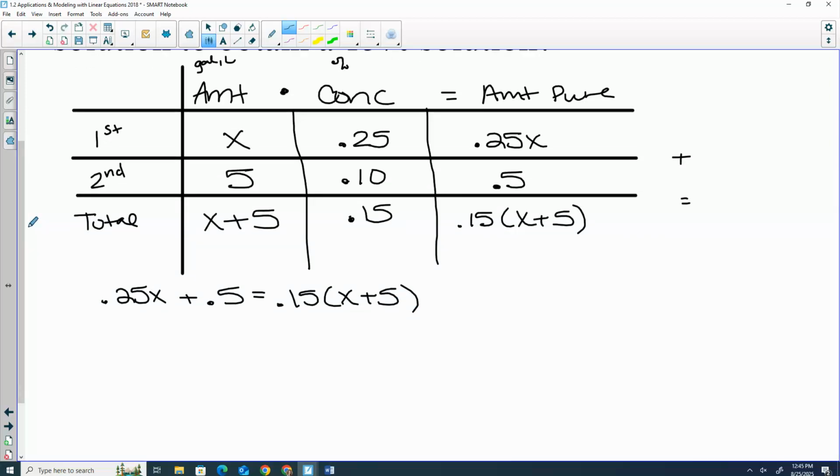So the point of this table is really just to organize the information so that we can come up with an equation. But if we use our table correctly, it really writes the equation for us. So now we just solve. So we have to distribute first.